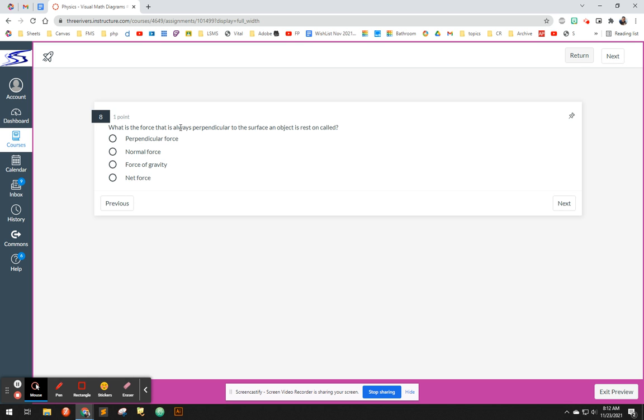Next. What is the force that's always perpendicular to the surface an object is resting on? I should put "ing" in there. That's the normal force. Yeah. And that should be easy to remember because it is very normal. It happens all the time. I'm sitting in a chair that's resting on the floor. There's a normal force pushing up. Gravity's pulling straight down. Normal force is pushing straight up. Otherwise, I would start accelerating downwards.